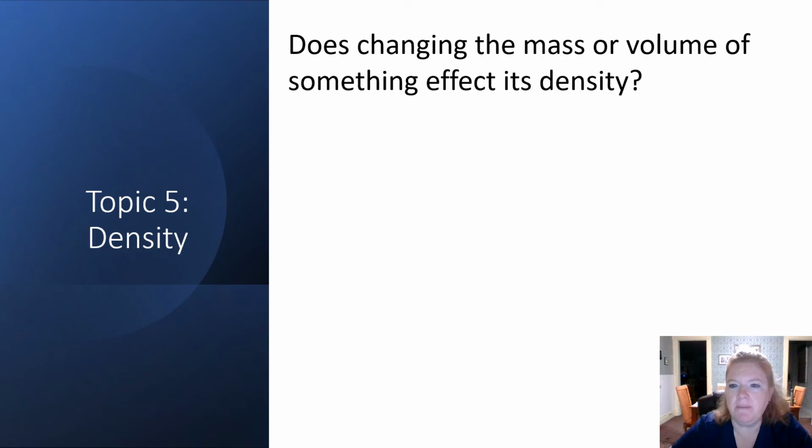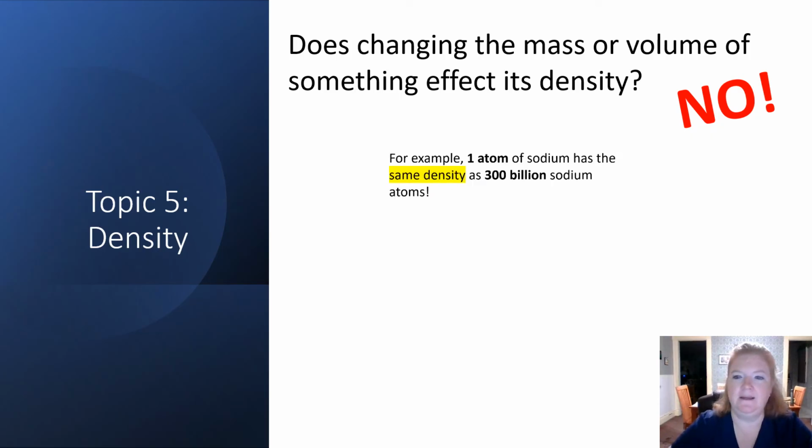So does changing the mass or volume of something affect its density? Meaning if I have a bitty piece of aluminum or a giant piece of aluminum, does its density change? No. Okay, think about it. Otherwise, table S wouldn't be a thing. Because it'd be like, well, the density of aluminum is 2.70 sometimes, but not always. It doesn't say that. It says the density of aluminum is 2.70 always. 2.70 grams per centimeter cubed always.